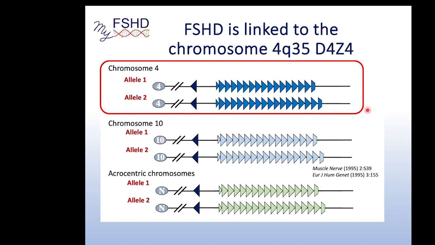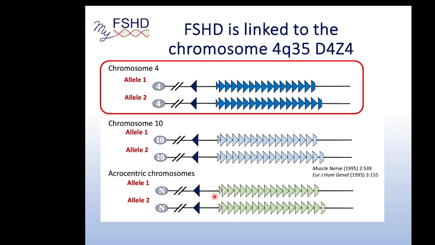Now, there are other D4Z4s in the genome. And so here, these light blue, chromosome 10. Chromosome 10 is an almost near duplication of the chromosome 4 repeat array. This is at 10q26. Now this D4Z4 on chromosome 10 is 98% identical to chromosome 4. And then there's a distal region that we'll talk about in a second. But the key is that FSHD does not link to chromosome 10, most of the time, and there's a caveat to that I'll talk about.